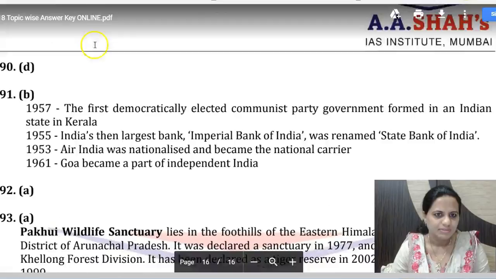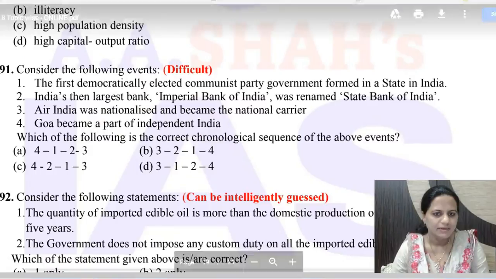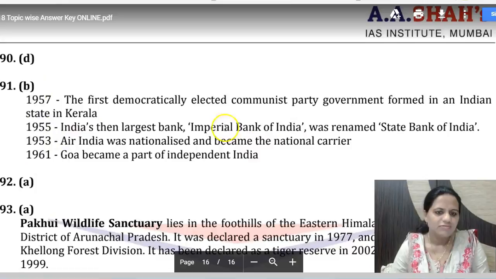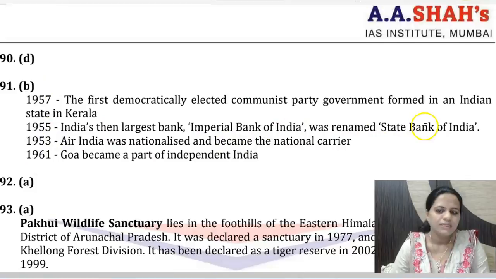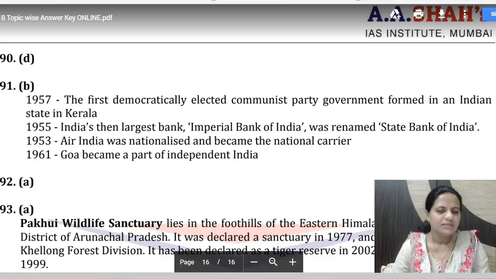Then this is chronology. So of course, it is difficult. Goa 4 will be last. So Goa became a part of independent India was in the end. So here you can see the years are very close, 53-55, Air India nationalized, and when SBI, the rename of Imperial Bank to SBI was done. So that's why it comes under the difficult category. The correct answer is B, option B. 3-2-1-4.